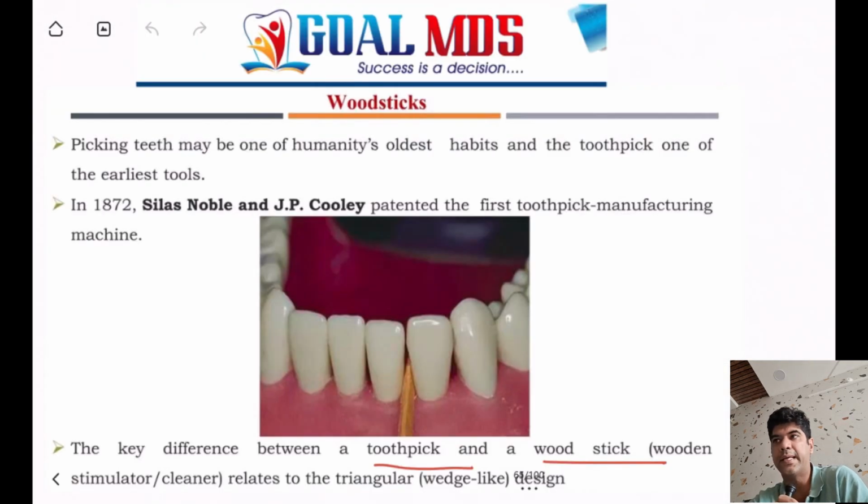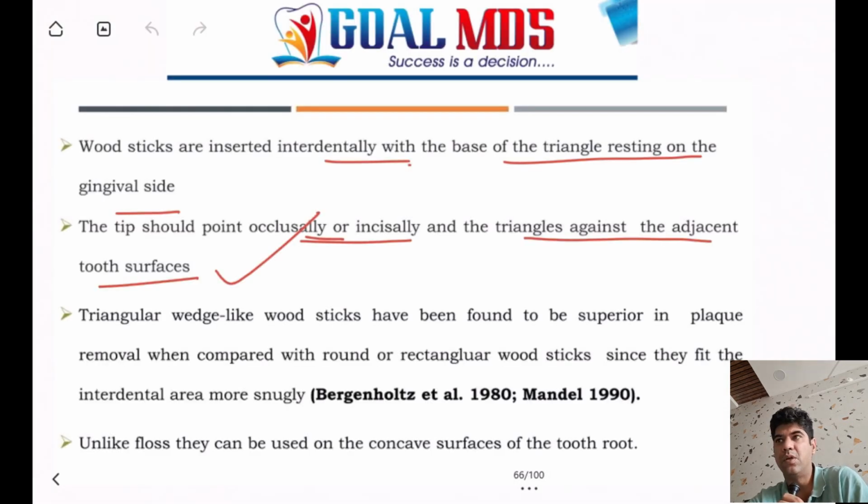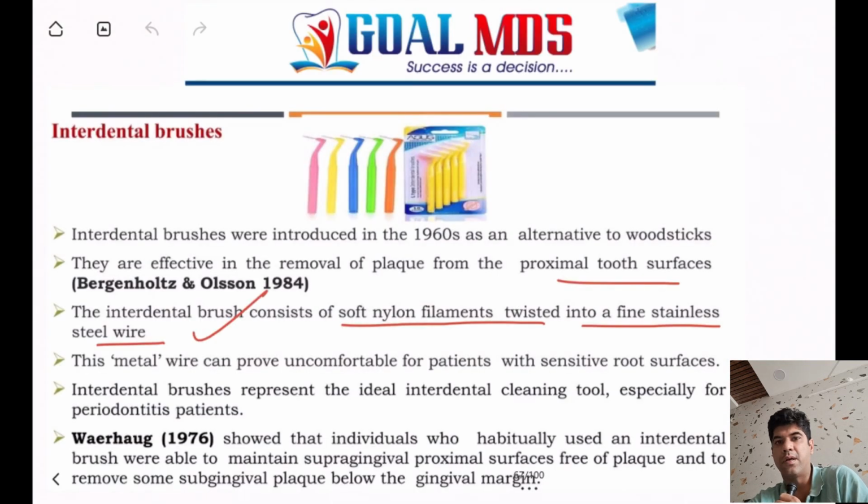There was a question in the exam: which of the following techniques is used for dental flossing? The answer was the spool method. So remember the two techniques. Other we can use is wood sticks for cleaning.